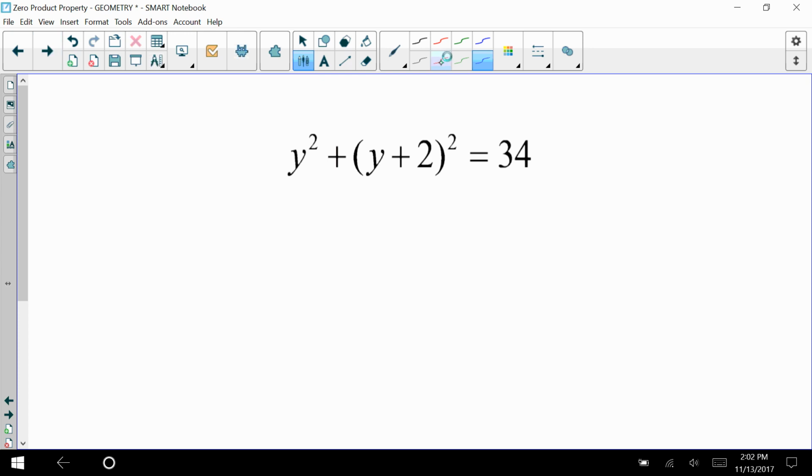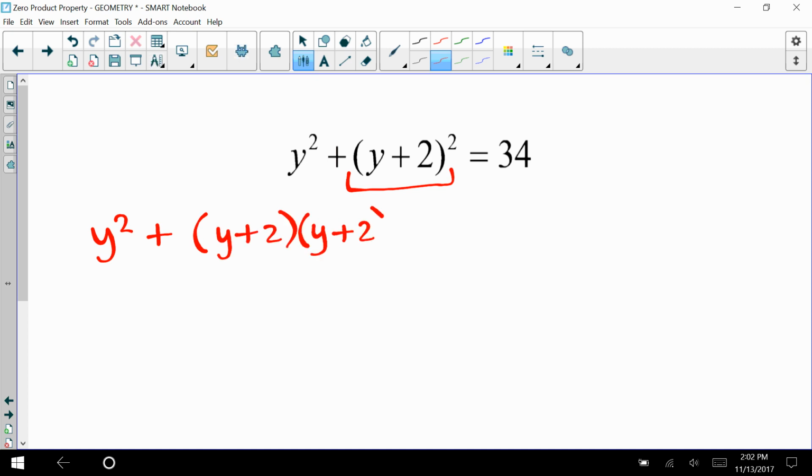Okay, last one. I want you to try this one out, but let's think about what this means. y plus 2 squared is y plus 2 times y plus 2. I want you to pause, and I want you to solve this equation. So you have to multiply, rearrange the left side, get the 34 over to the left side, set everything equal to 0 to then factor. So pause and try this problem out.